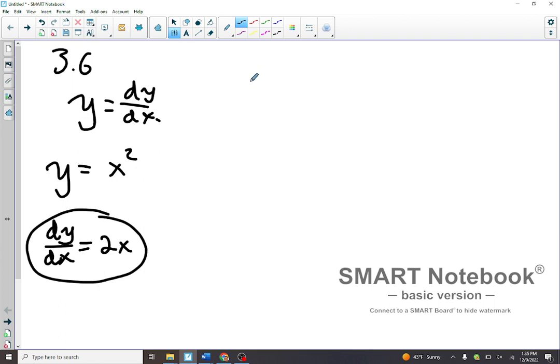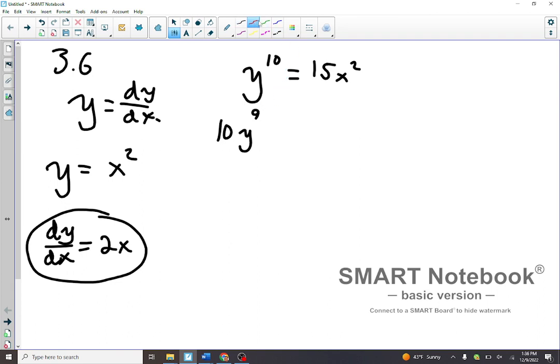Let's start with a basic one, then I'll do one that involves chain, one that involves product. Let's do y to the 10th equals 15x squared. In this case, I'm going to take the 10 and move it down here. So 10y to the 9th.